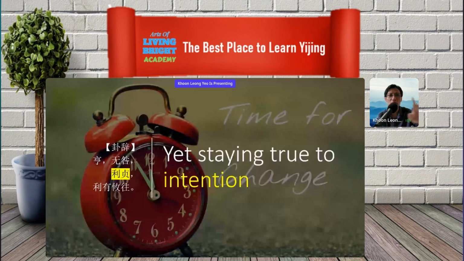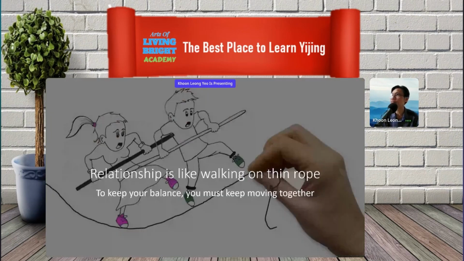Same thing with all other relationships, including business partnership. You cannot be 死板板, never changing from day one. The dynamic has to change with time, yet staying true to the intention. And that is the true essence of perseverance. So a relationship is like walking on a thin rope. To keep your balance, you must keep moving together. You cannot stay at one point, or you both will fall. Both of you must balance each other, compensate each other, and then move.